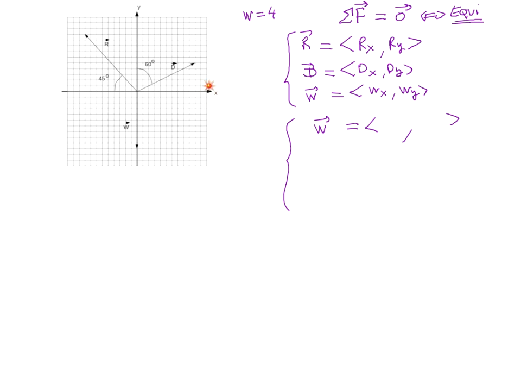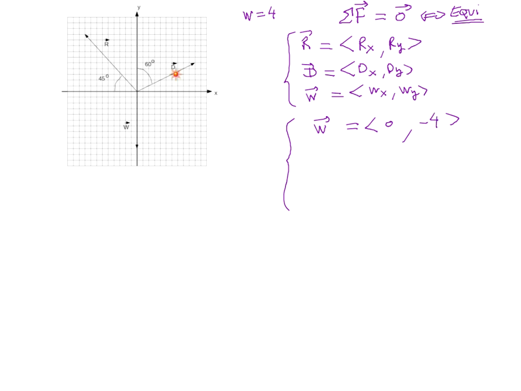Remember, the positive x is towards the right, positive y is up. Look at the direction of your vector W. It starts here and it goes down. Excellent. Always pay attention to your little arrows. They always give you the sign, right? Good. 0, -4.